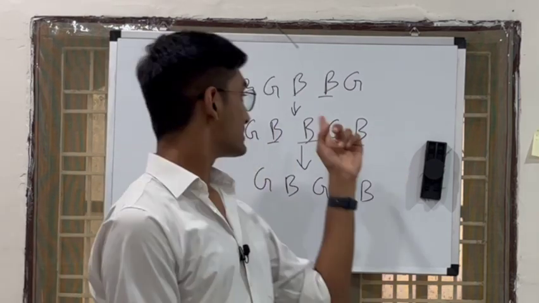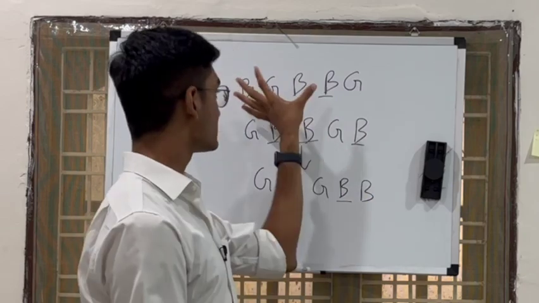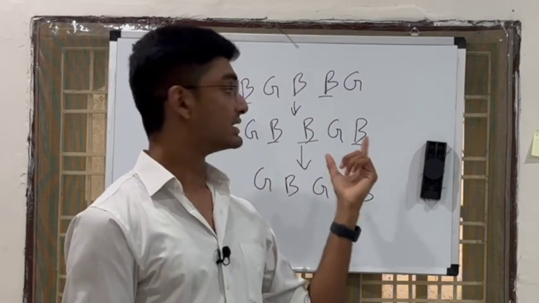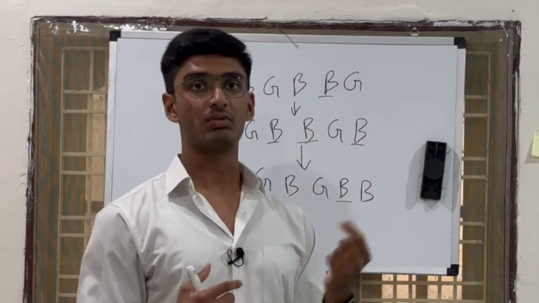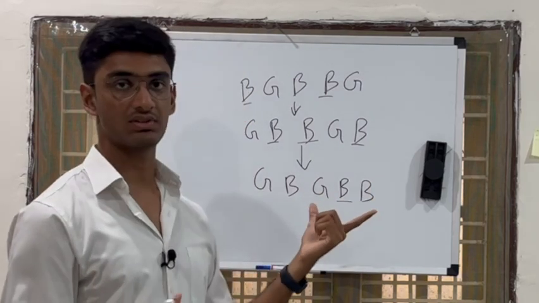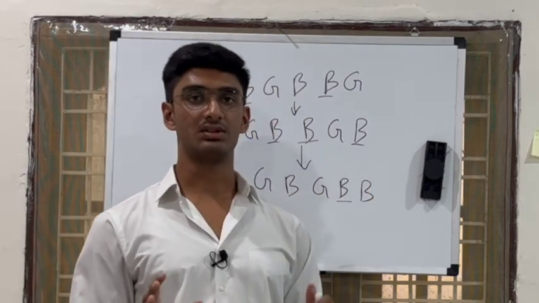So given this array, the value of n, the number of people here, and the t value, you need to find out what will be the resulting queue after this many times. This is the question. Now listen.